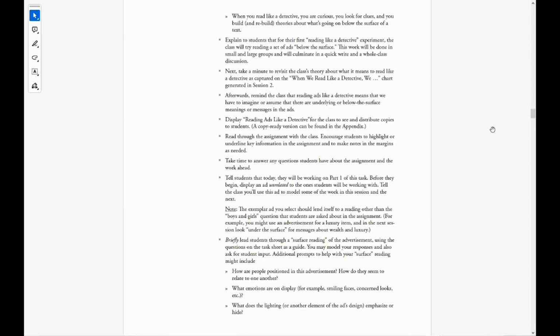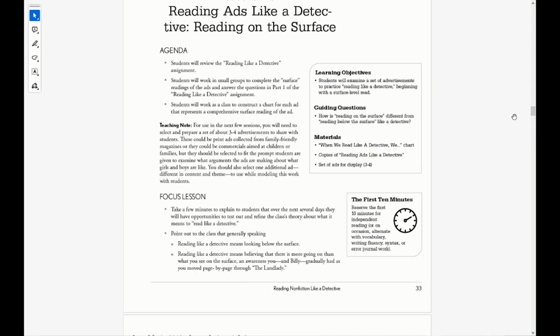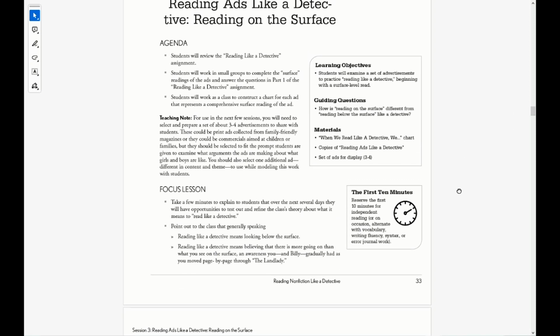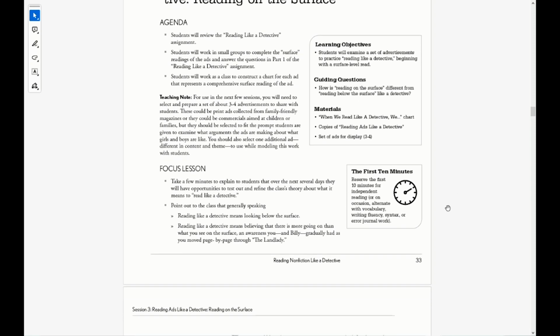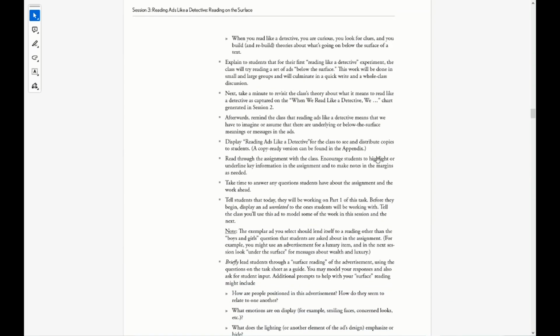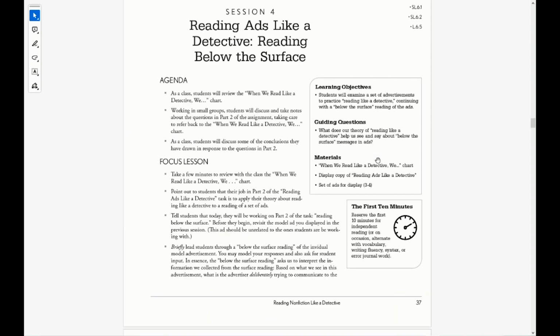And in this session, you get the chance to model some of that thinking with students. You introduce the idea of reading advertisements like a detective. You might talk through a little bit of the reading on the surface. And in this first one, that's what they're focused on. They read on the surface for the ads that you give them. And then in the following session, they start thinking about what's going on below the surface.